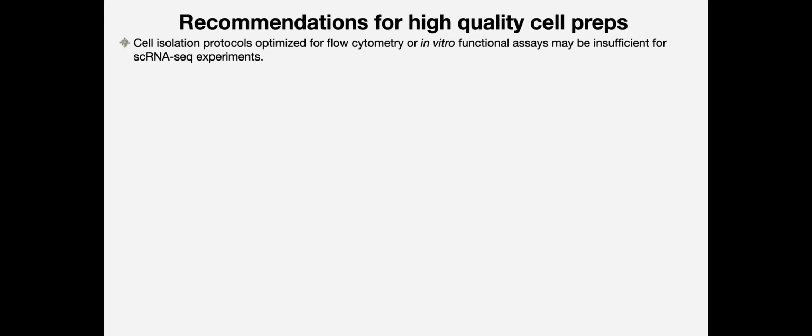But right now, I think I can say that cell isolation protocols that may have been optimized in a lab for flow cytometry or even in vitro functional assays may be insufficient for single-cell RNA-seq experiments. That's because we could have a fair number of dead or dying cells and still get good surface staining or intracellular staining by flow cytometry. We could still get enough live functional cells to get a good readout in our in vitro functional assay, but these cells could be a disaster by single-cell RNA-seq if they're leaking RNA out into solution.